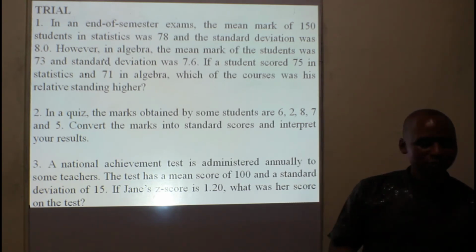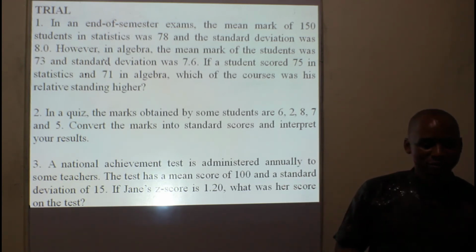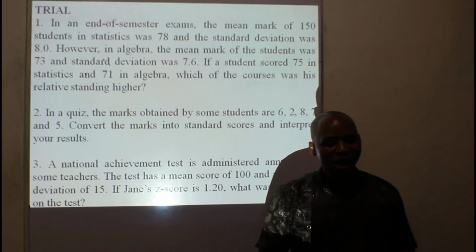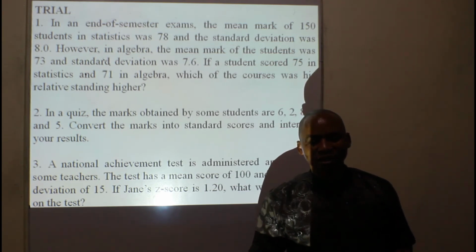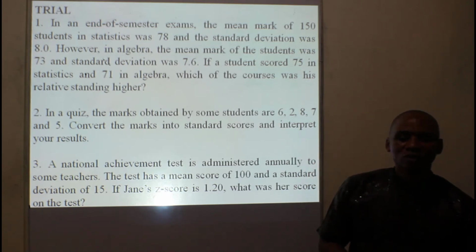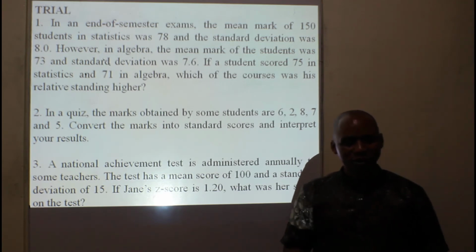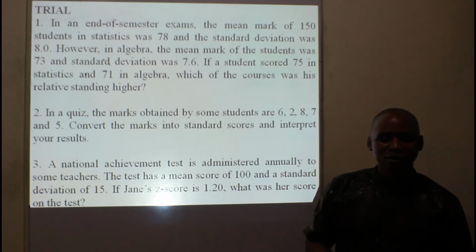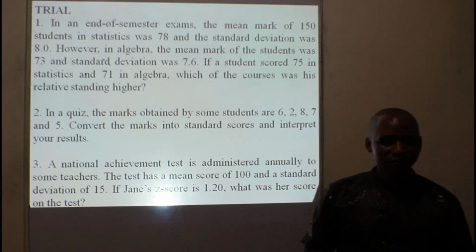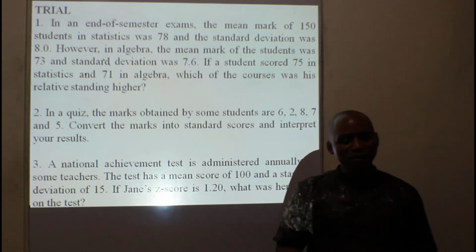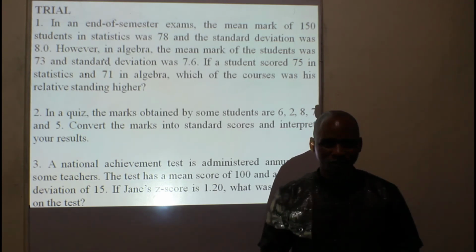Question 2. In a quiz, the marks obtained by some students are 6, 2, 8, 7, and 5. Convert the marks into standard scores and interpret your results.